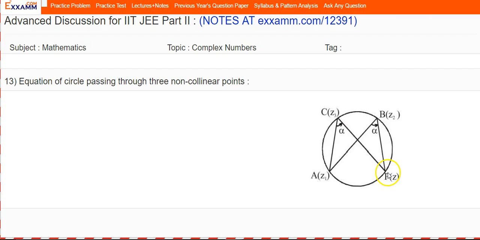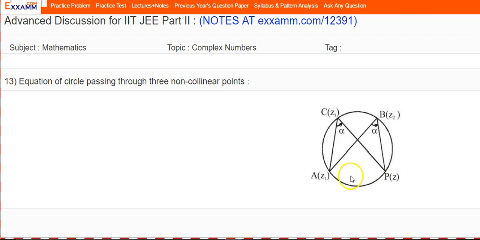So we know from geometry that from 3 points we can always draw a circle as long as these 3 points are not collinear. Now we have to find the equation of such a circle whose 3 points are given as z1, z2, z3. So let the 4th point be P. And we know that in a circle, if these are 2 points, then angle ACP is equal to angle ABP. This angle is the same as this one.